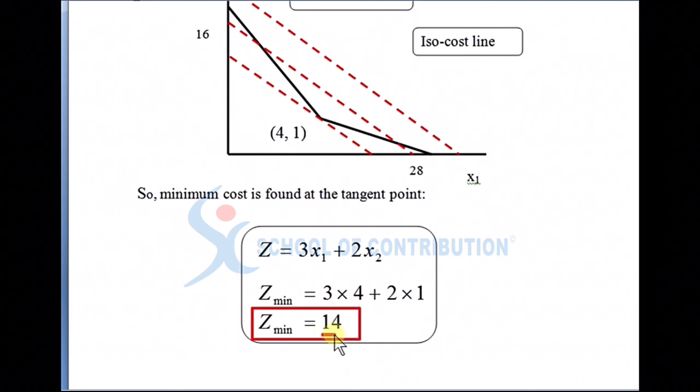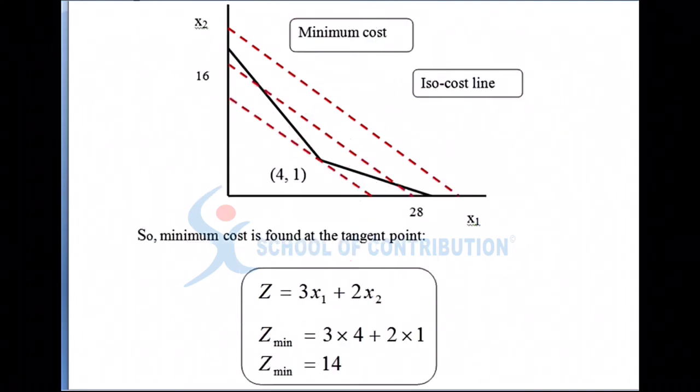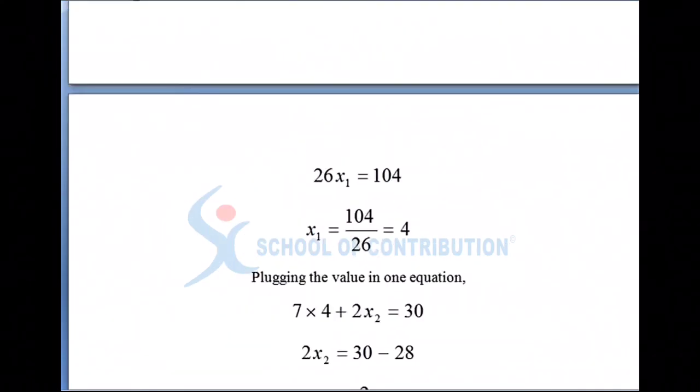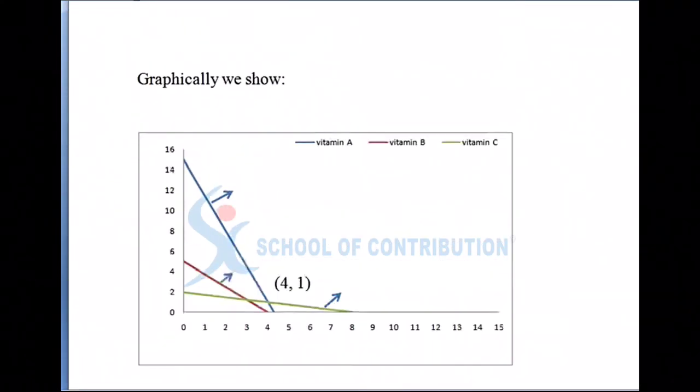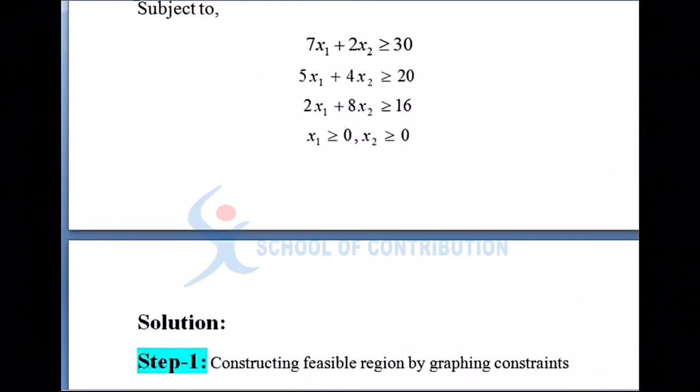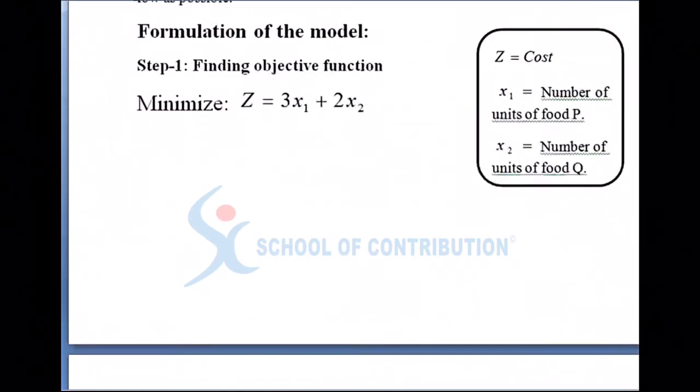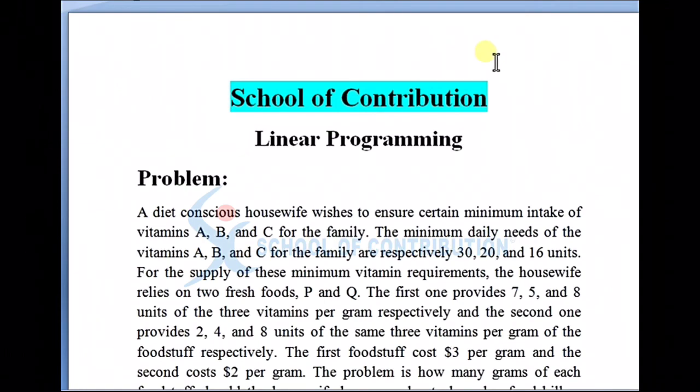$14. Okay, so this is the so far complete solution for this linear programming problem, and we have seen over here how to solve a complete linear programming model using formulation method and also using algebraic method. Okay, so far this is the solution, and that's all from this video.